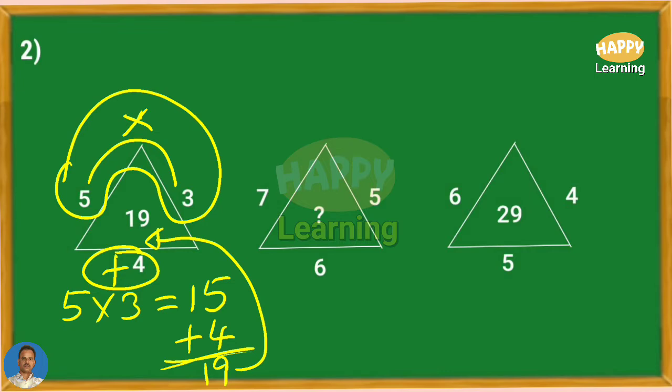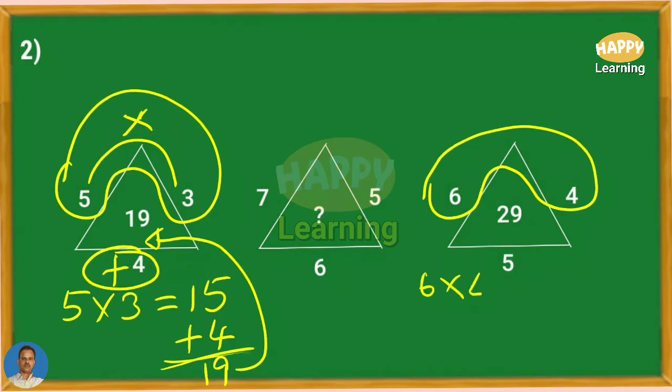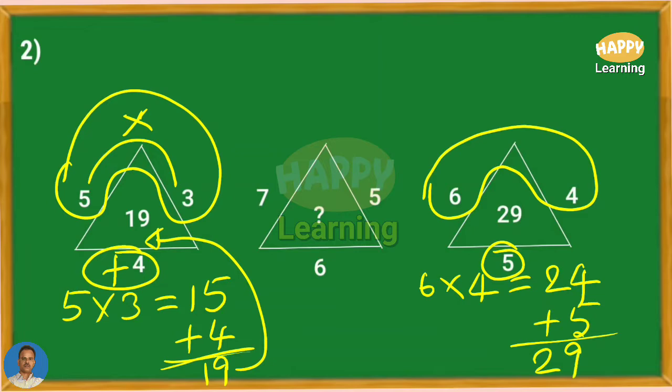Let us check whether this condition is applicable to the third diagram or not. So 5 into 3 means here 6 into 4. So let me take the product. 6 into 4 is equal to 24. Then let me add this number. Plus 5 equal to 29. So here is 29. That means the logic we are thinking is correct.